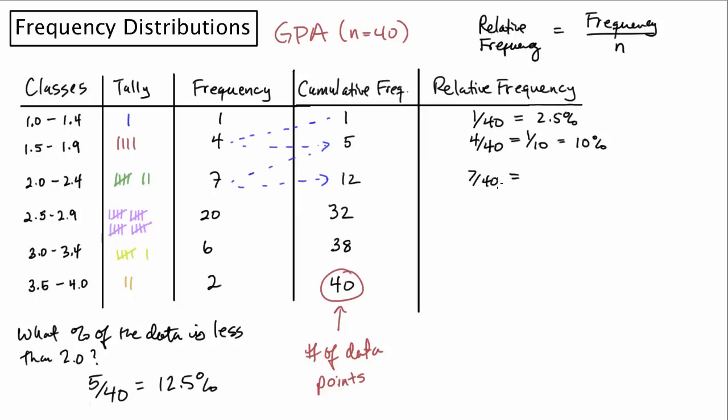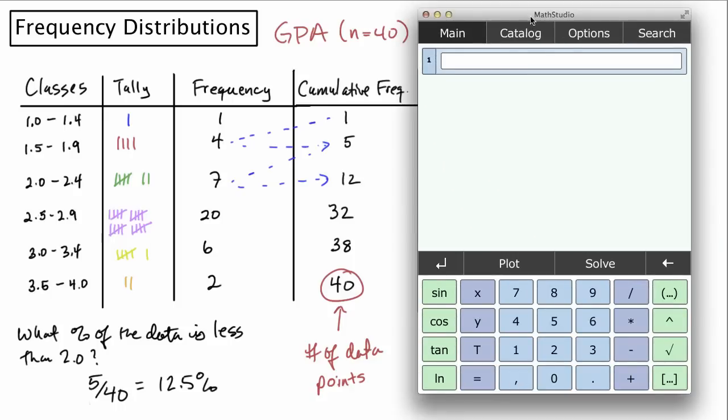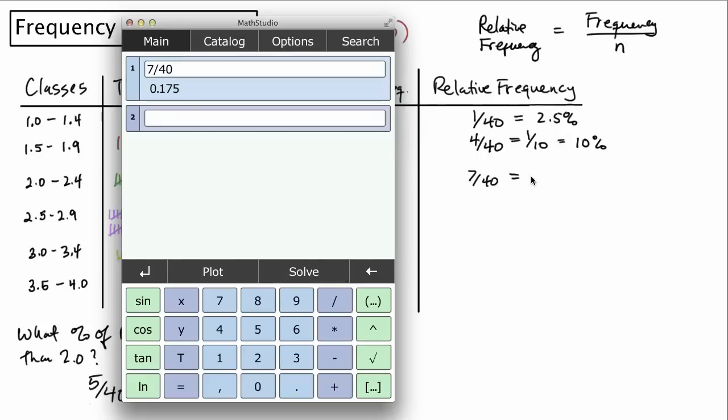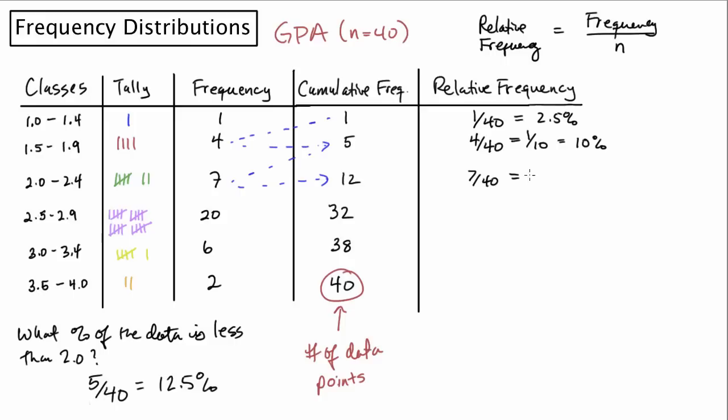7 out of 40, I can't really do that one in my head. I could, but let's just put it in the calculator here. 7 divided by 40 is going to give us a total of 17.5%. Remember to move the decimal 2 places to the right to come up with the percentage. So we have 17.5% for that one.